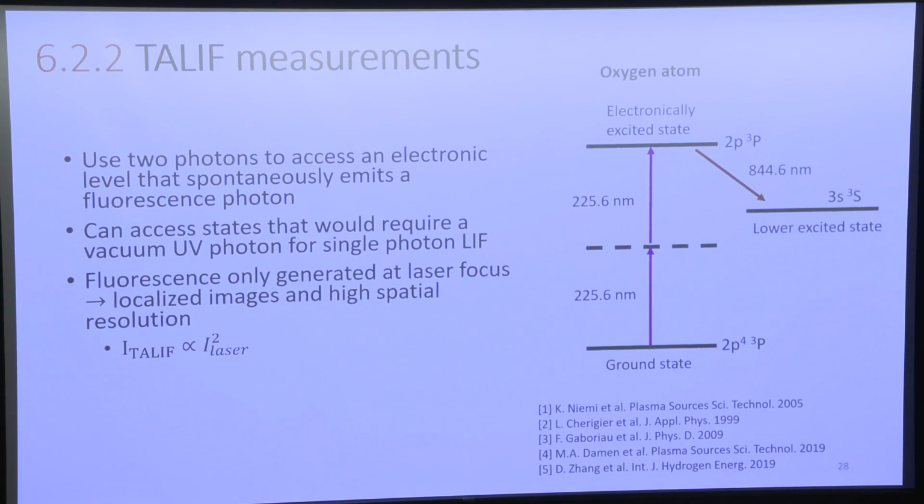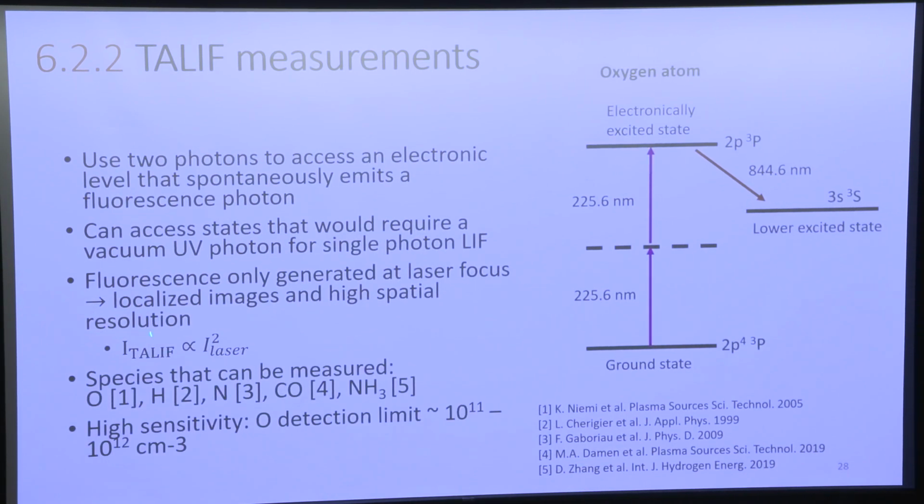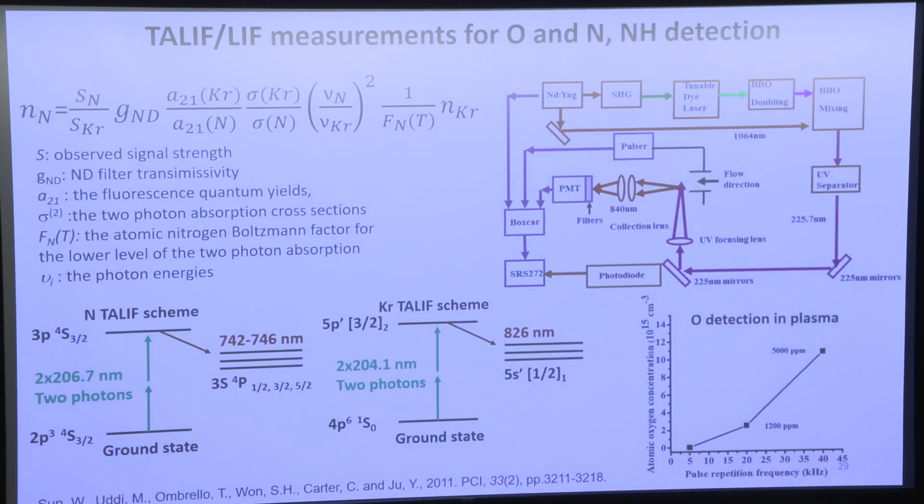atom. So you can find that the TALIF, a two-photon process, is basically proportional to the square of the laser. Here is a measurement, for example, of N atoms for ammonia synthesis. We pump the ground state with two photons to get into the N atom excited state. We collect the fluorescence at this transition.